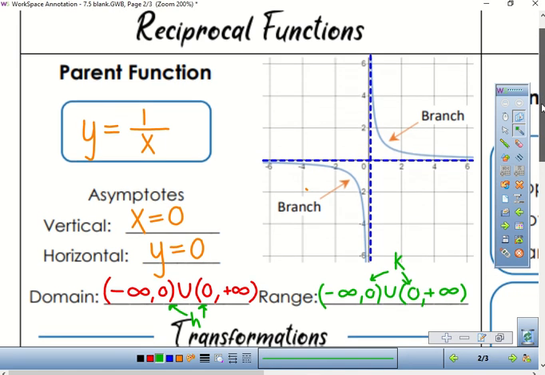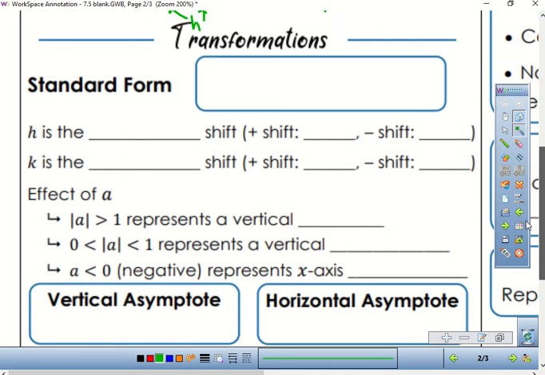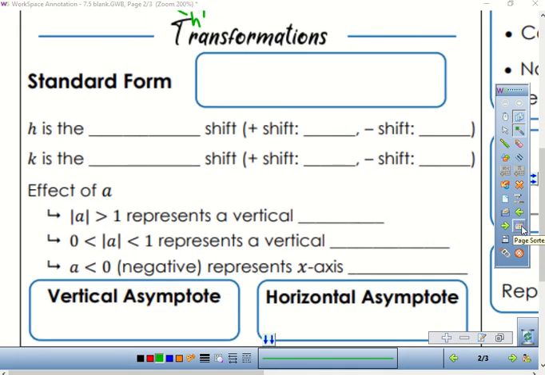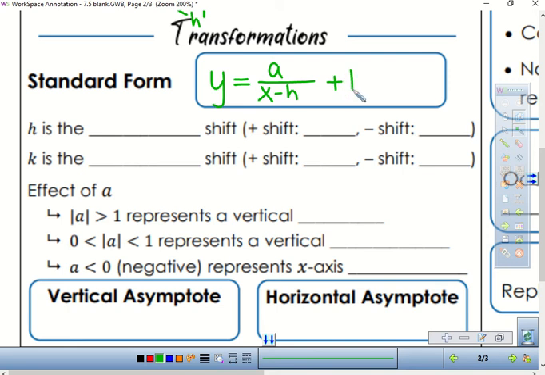From here, we learned about transformations of these functions. That was the next thing we learned about, 7.2, I believe. The standard form for that is y equals a over x minus h plus k. We took this function and we applied transformations to it, and we're going to talk about the several different types of transformations that were applied. Does anybody remember what kind of shift the h represents? Horizontal. Good, horizontal.